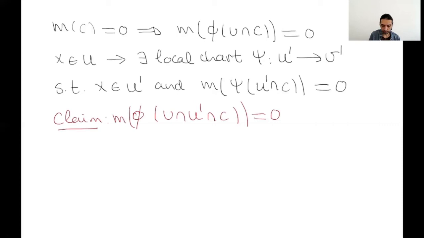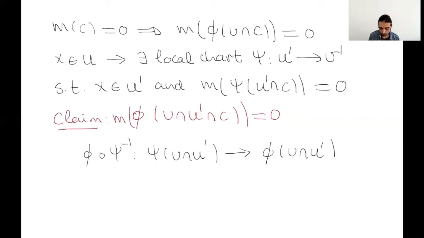And why is that? This is one of the points in which we are going to use that we are working with differentiable manifolds, okay? Because we have this change of coordinates between the image by psi of the intersection of U and U prime and the image by phi of the same set. And this map is C^r, if our manifold is C^r. In particular, it is C^1.